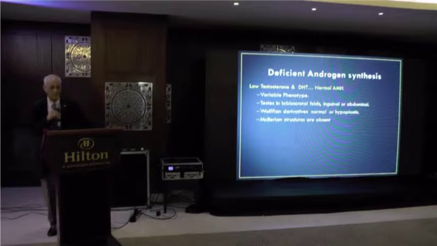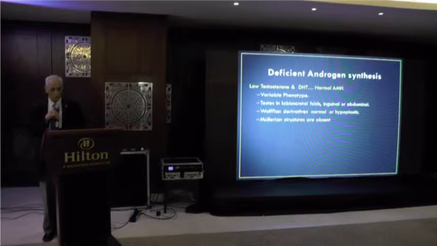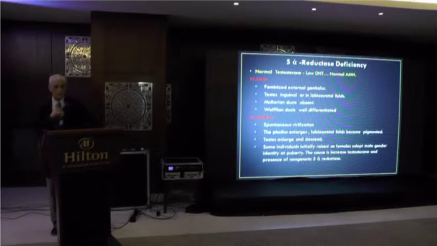Deficient androgen synthesis, you will find low testosterone and dihydrotestosterone, normal anti-Mullerian hormone. Variable phenotype, testis is in labioscrotal fold, inguinal or abdominal, Wolffian derivatives normal or hypoplastic, and Mullerian structures are absent. 5-alpha reductase, I will concentrate on this topic. There will be normal testosterone and low dihydrotestosterone. I mean high ratio of testosterone to dihydrotestosterone.